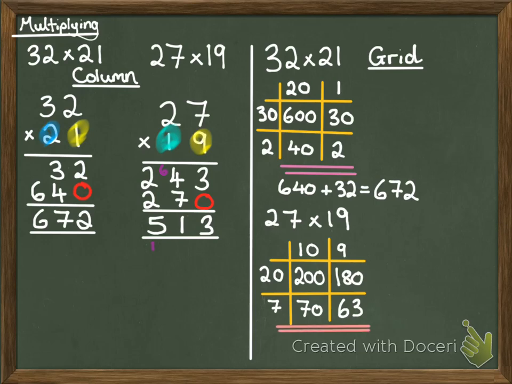We add these values together, so 200 plus 70 is 270. 180 plus 63 is 243. And when we add these together, it gives us 513. Again, exactly the same answer as before. The two methods are both valid methods to solving this problem. It's up to you which one you choose.